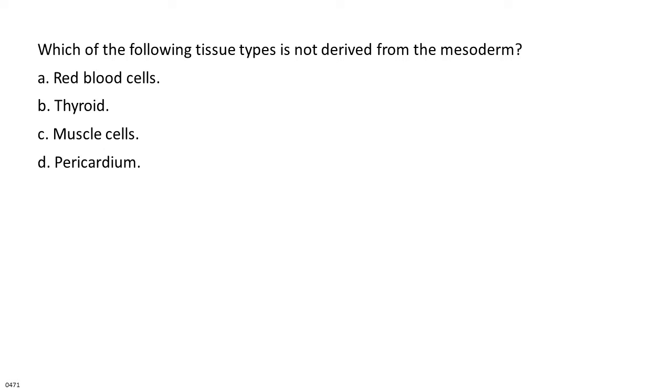Which of the following tissue types is not derived from the mesoderm? A. Red blood cells. B. Thyroid. C. Muscle cells. D. Pericardium.